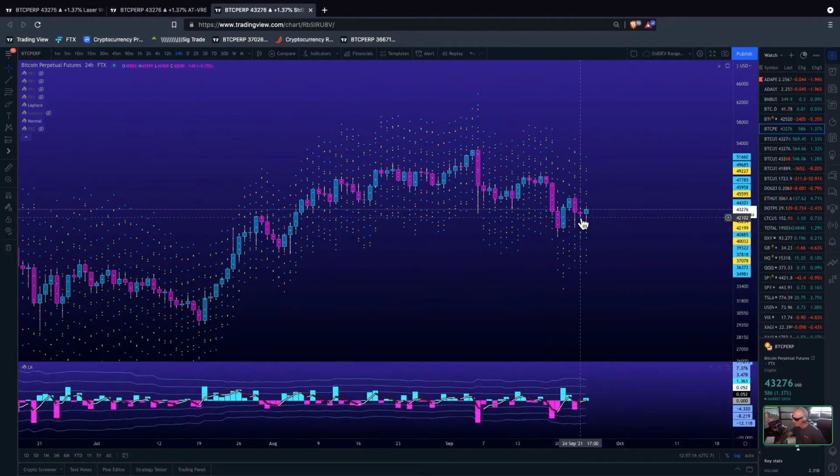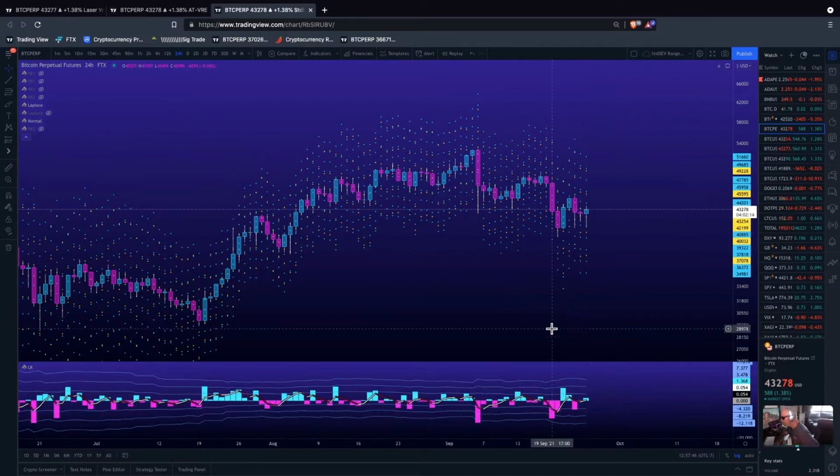Yesterday's daily candle is a lower low from this big dump candle here on the daily. This was a lower low, this was a lower low. These are all higher lows still. So it's going to be interesting to see how Bitcoin reacts coming into the new week.